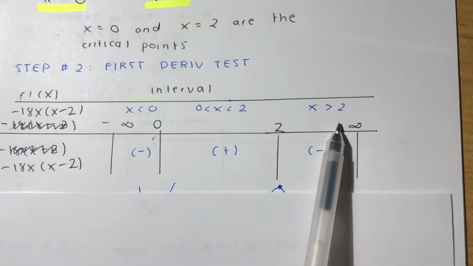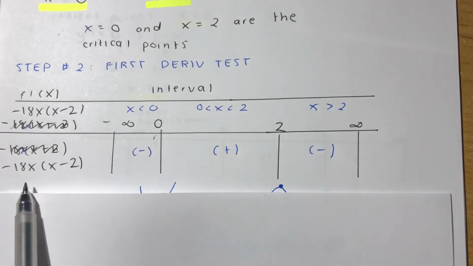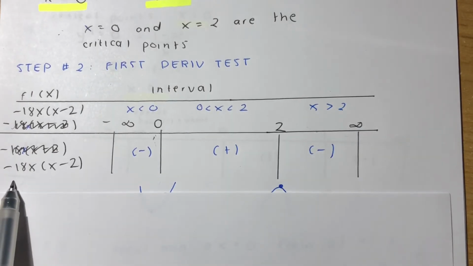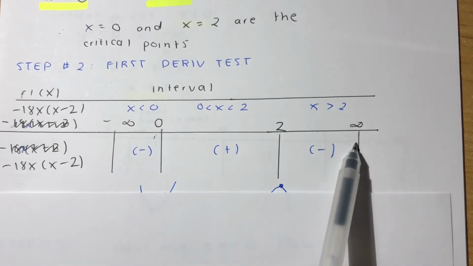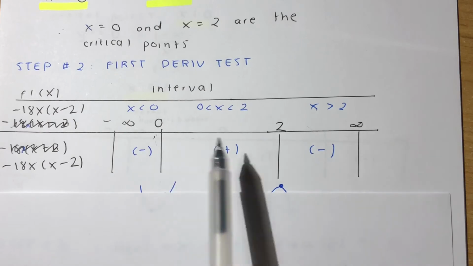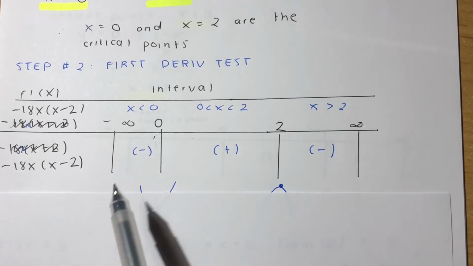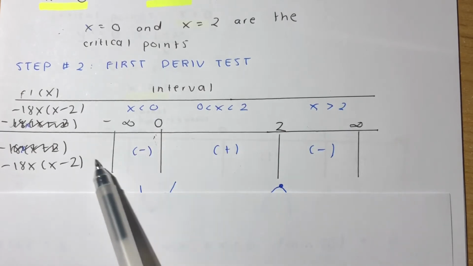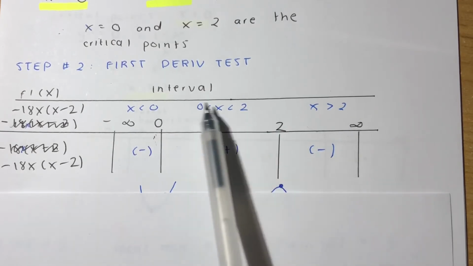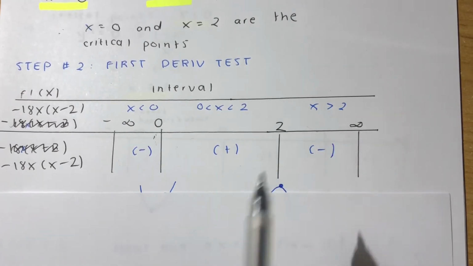And lastly, for our interval greater than 2, we can plug in any number greater than 2. If we plug it into our derivative, let's say we plugged in 3 here, we would always get a negative number. So these intervals represent what is actually happening in our function. When x is less than 0, we are decreasing. On the interval between 0 and 2, we're increasing, and when x is greater than 2, we're decreasing.